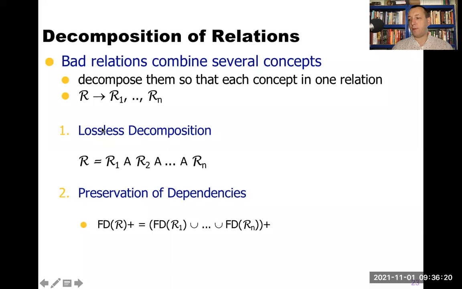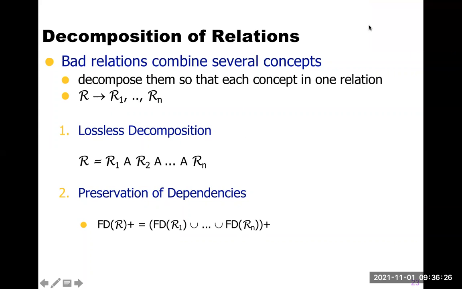So let me quickly repeat what was done last time. We've seen a decomposition of relations, and how to check that our decomposition is the main method of normalization.